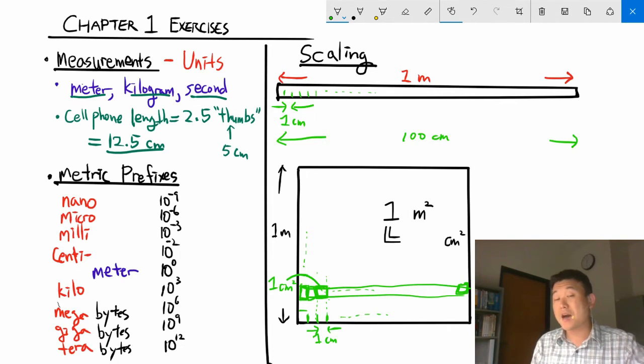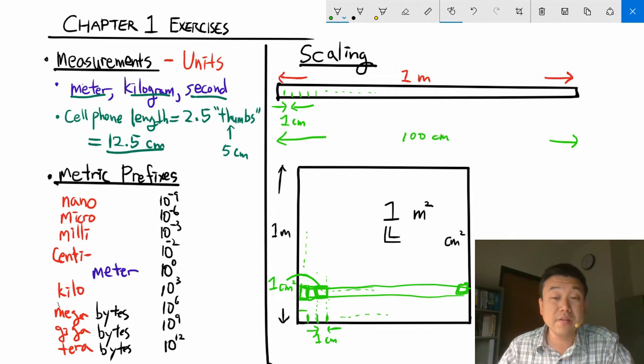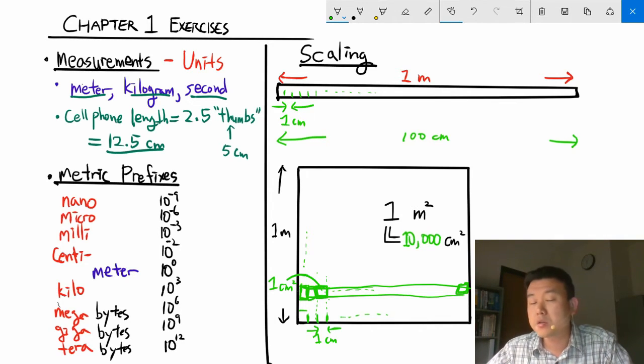Now, any guesses how many strips there are? 1 centimeter, 1 meter. There are 100 of these along this height. So you have 100 square centimeters here, you have 100 more of these here. So the total number of these little squares you'll need is 100 times 100. You need 10,000 square centimeter pieces to fill in 1 square meter.